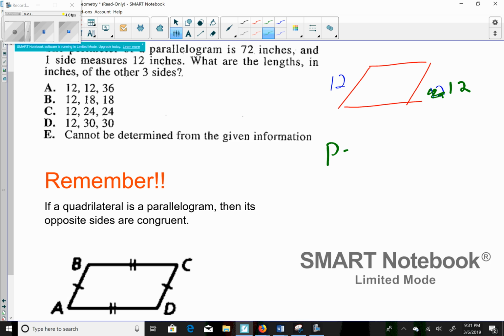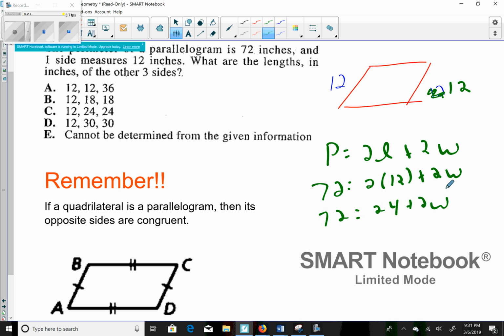So the perimeter is equal to 2 times the length plus 2 times the width. So 72 is equal to 2 times 12 plus 2w. So 72 is equal to 24 plus 2w. Keep on solving for w, and you get w to equal 24. Sorry about that writing there. So this side is 24, and this side is 24. The question is asking for the lengths in inches of the other three sides. Be careful that you only write the 12 once and the 24 two times, and that would be choice C.